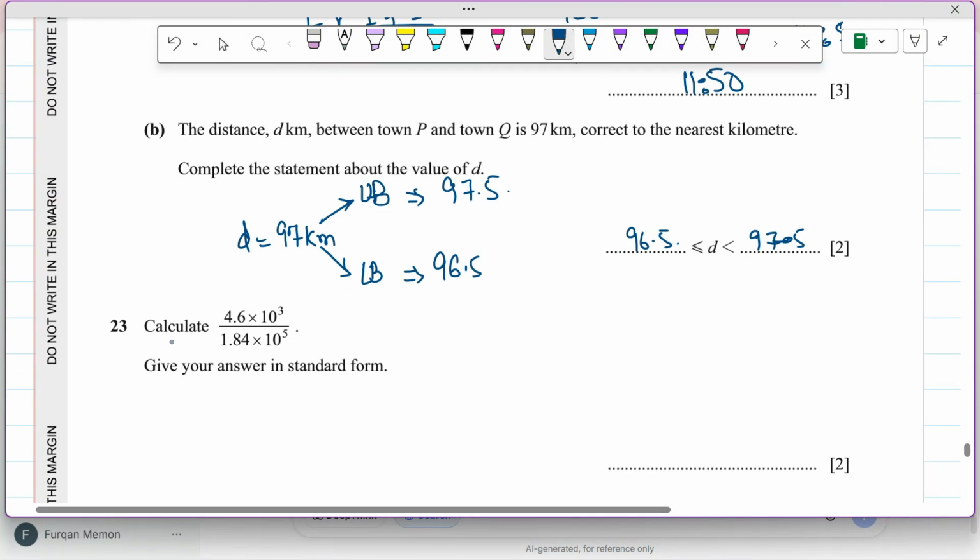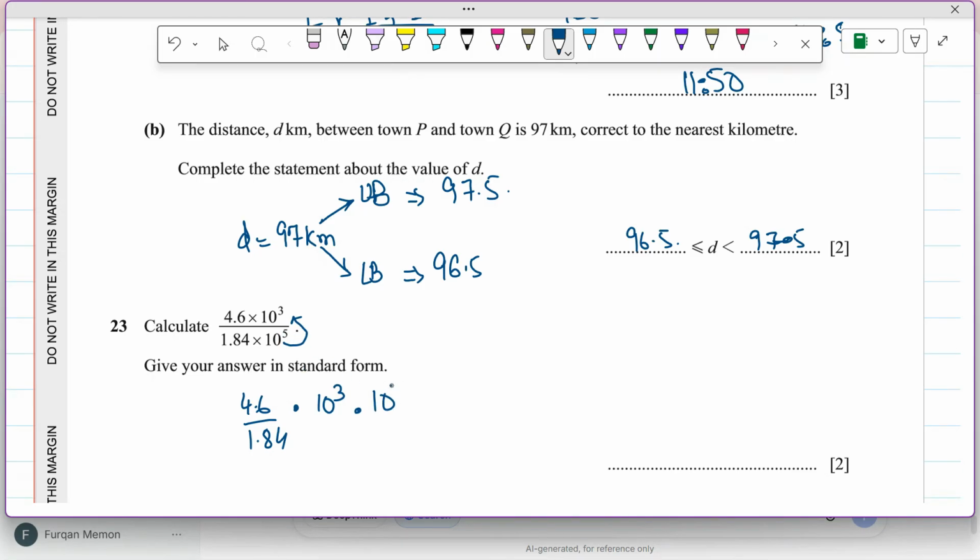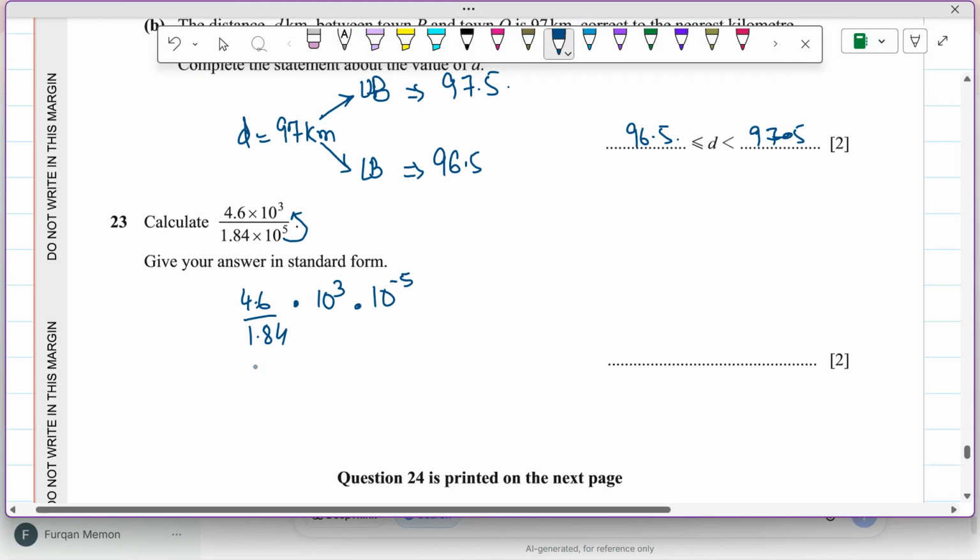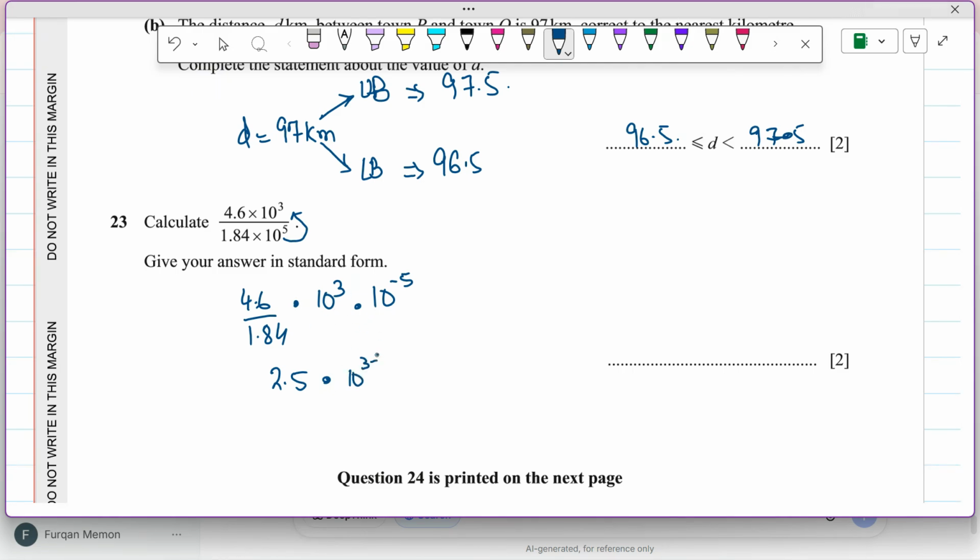Question number 23. Calculate 4.6 times 10 to the power 3 over 1.84 times 10 to the power 5. Give your answer in standard form. This expression can be written as 4.6 over 1.84 times 10 to the power 3, and when we reciprocate 10 to the power of 5, it becomes 10 to the power of negative 5. This is equal to 2.5 times, and when we multiply with the same base, the powers add up, so 10 to the power of 3 minus 5, which is 2.5 times 10 to the power negative 2.